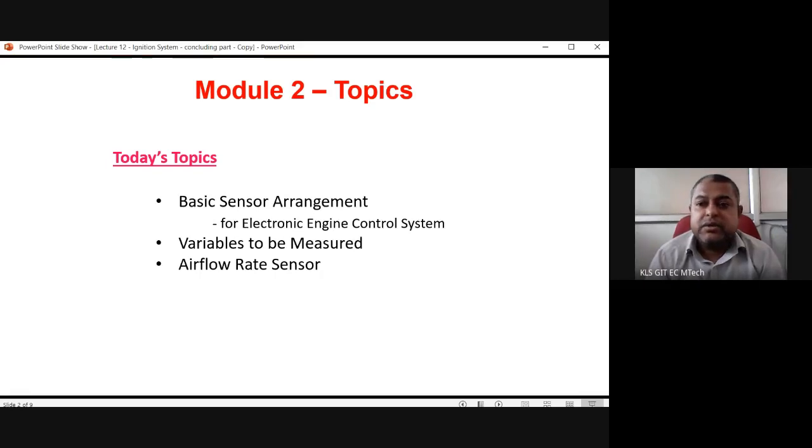And next we are going to find what all are the variables that are to be measured in the overall control system. And finally, one very small sensor we will do today, and that also we will not do in full, but we will see what is the airflow rate sensor. And it's a very simple Wheatstone bridge structure. We will see that today. Okay, so this is more or less today's topic.